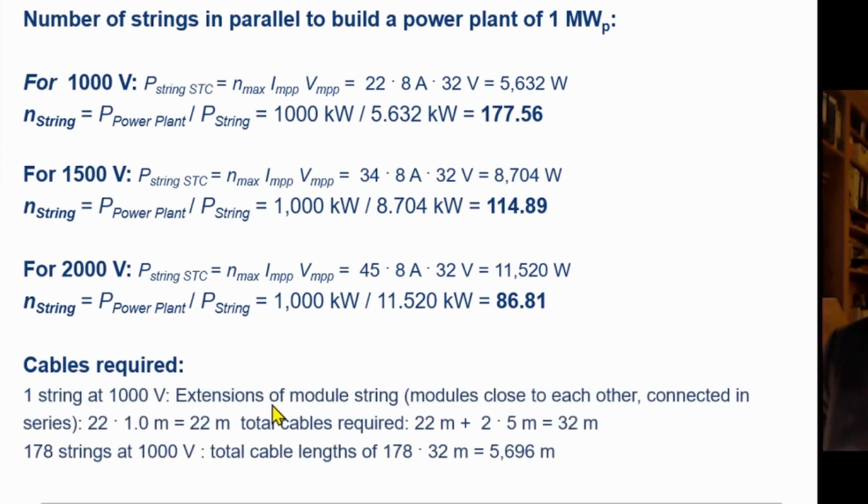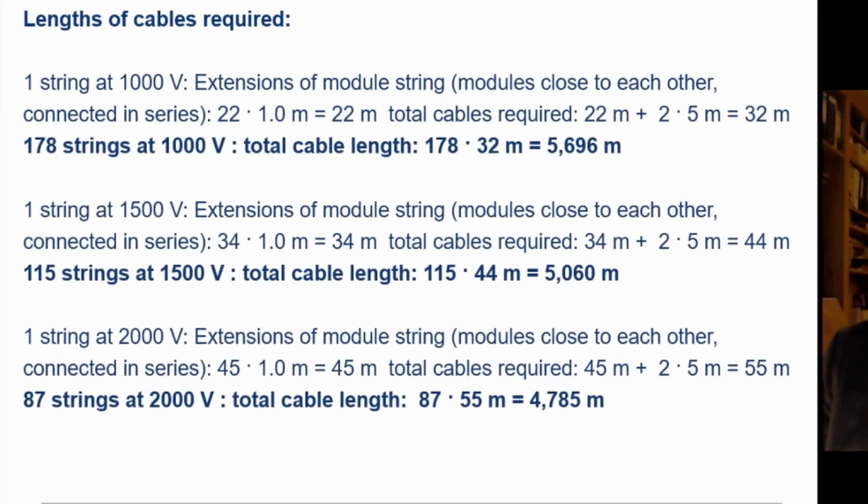So the cables required for one string at 1000 volts, we calculated that already, 32 meters. Then we have to multiply it times 178, because this is our number of strings. So we need about 5.7 kilometers of cables. So this is our number for 1000 volts.